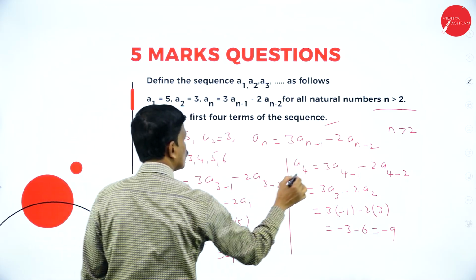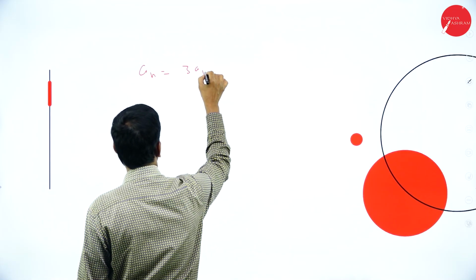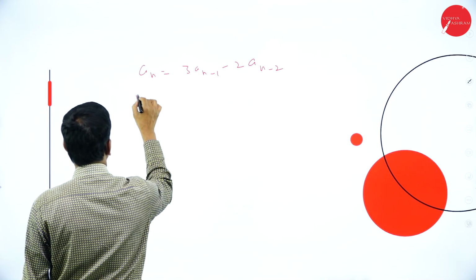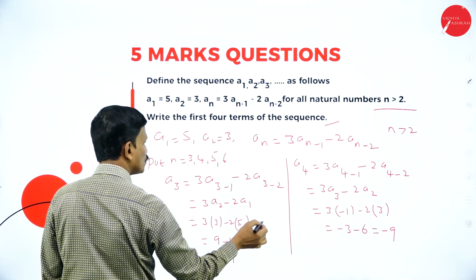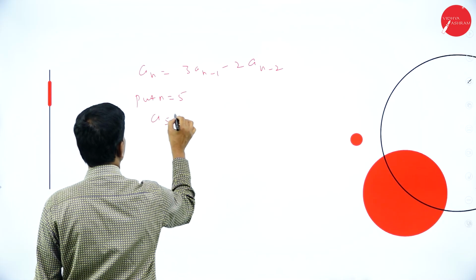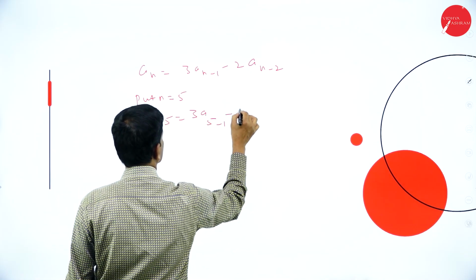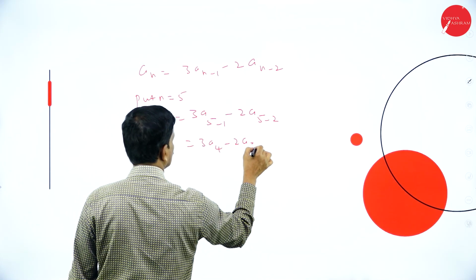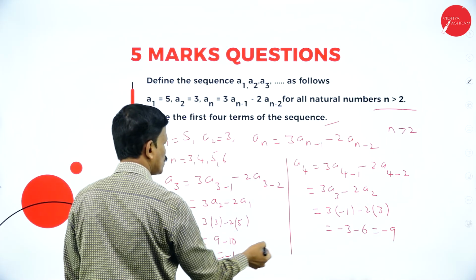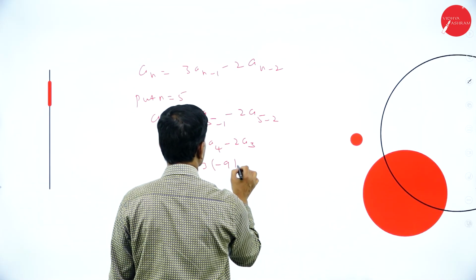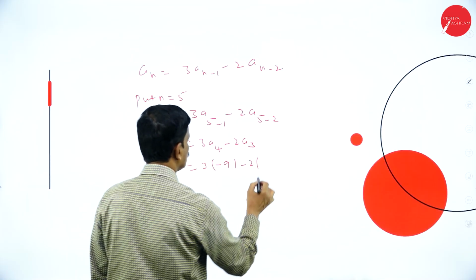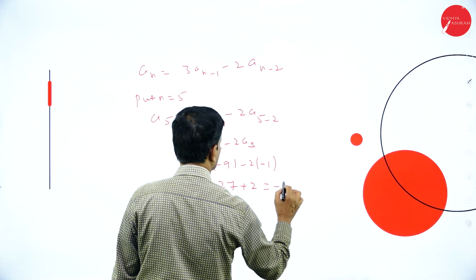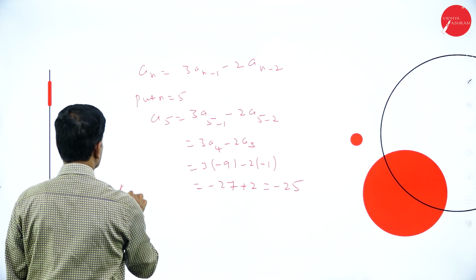What we have? an is equal to 3an minus 1 minus 2an minus 2. So put n is equal to 5. a5 is equal to 3a5 minus 1 minus 2a5 minus 2, that is 3a4 minus 2a3. So 3 into a4, what is a4? a4 is minus 9, minus 2 into a3, and a3 is equal to minus 1. So 9 3s are 27, minus into minus is plus 2, that's equal to minus 25. So last, put n is equal to 6.